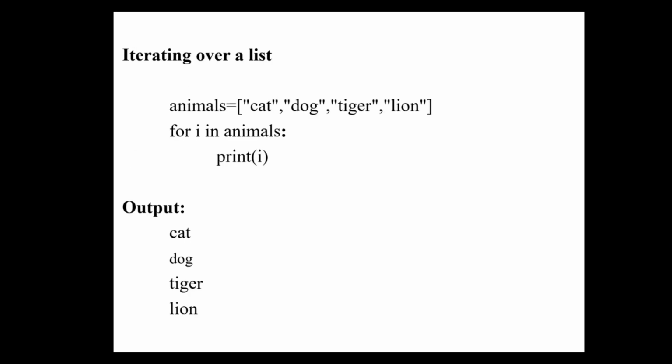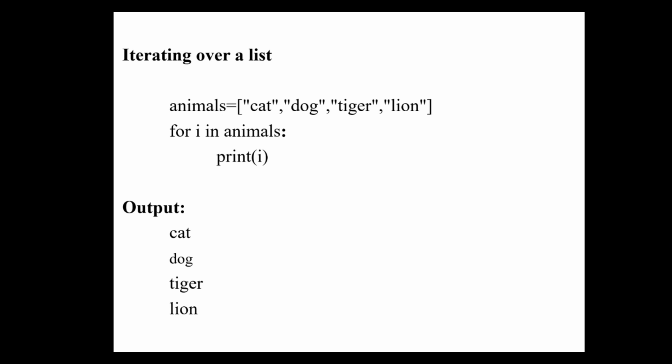Now, iterating over a list. animals equal to cat, dog, tiger, lion. For i in animals: print(i). This code will print each animal from the list one by one.